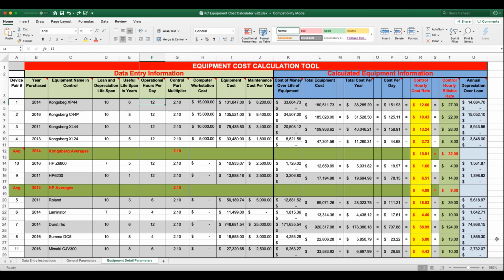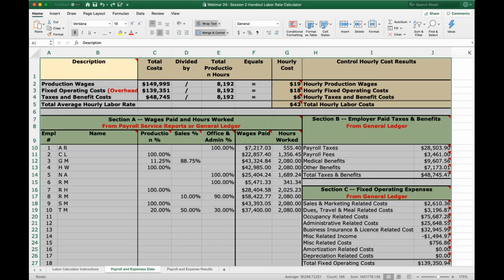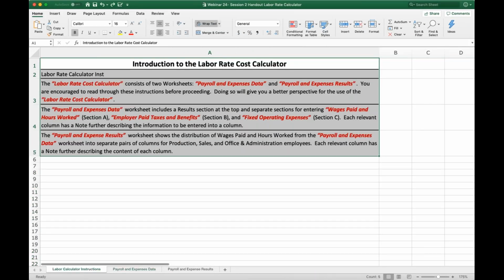Okay, next we will go to a different spreadsheet. This is the same dilemma: how do you determine labor cost? It's structured the same way. You've got an instruction sheet, a data entry sheet, and a calculation sheet. So read the instructions.